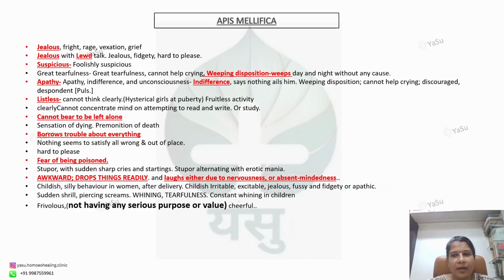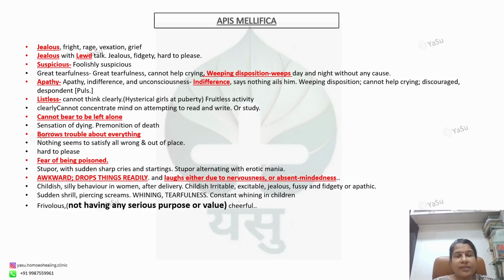Now, Apis mind. Apis belongs to the animal kingdom. So, few symptoms which are of the animal kingdom include jealousy, fright, jealousy with lewd talk, and suspiciousness, foolishly suspicious. So, the symptoms combination is there: jealousy, fright, rage, vexation, and grief. Jealousy with lewd talk, jealous, fidgety, and hard to please. You know, no matter how much we talk, he will not be pleased.